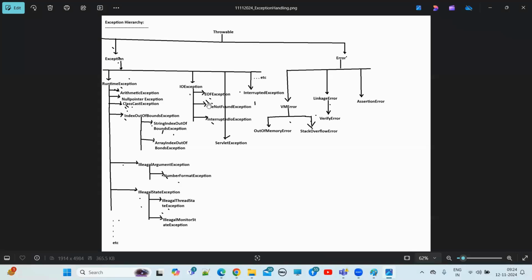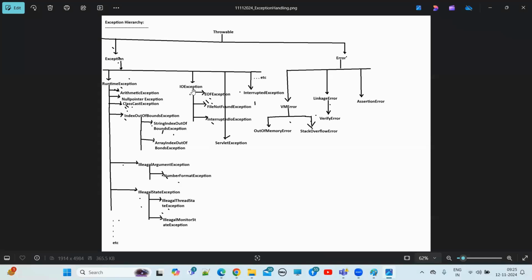All exceptions are checked, guys. Please correlate with the data. Everyone is checked here. The parent is checked and its child is also checked. So that's why IO exception is a fully checked exception. Clear?